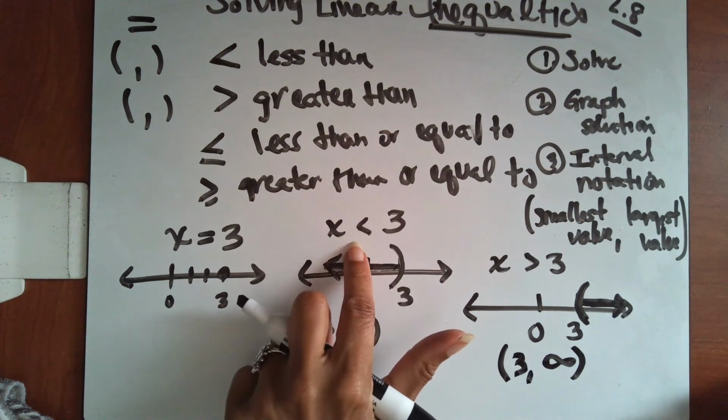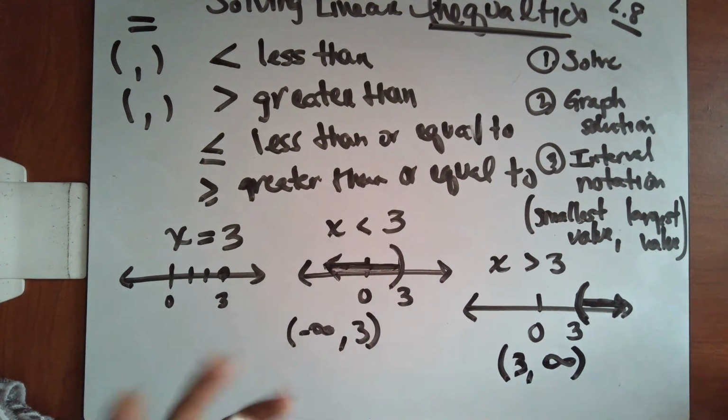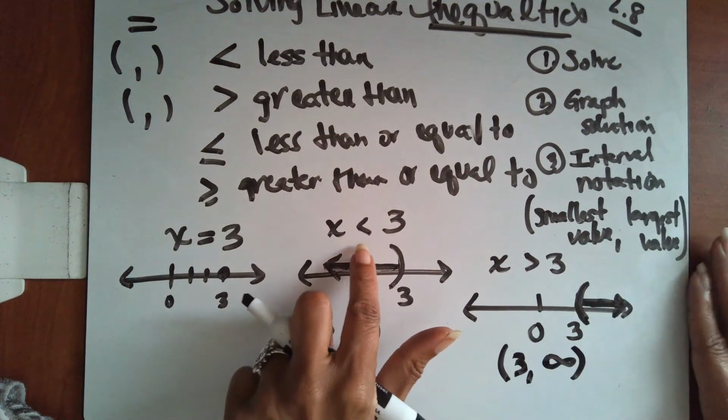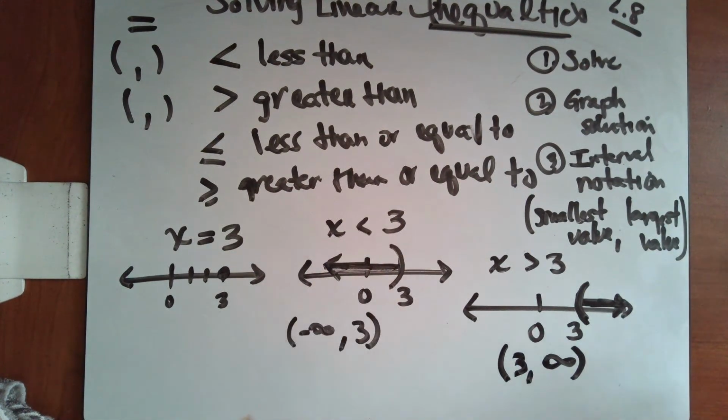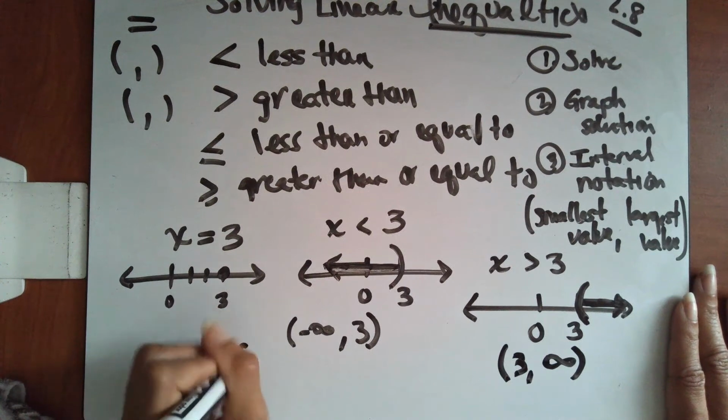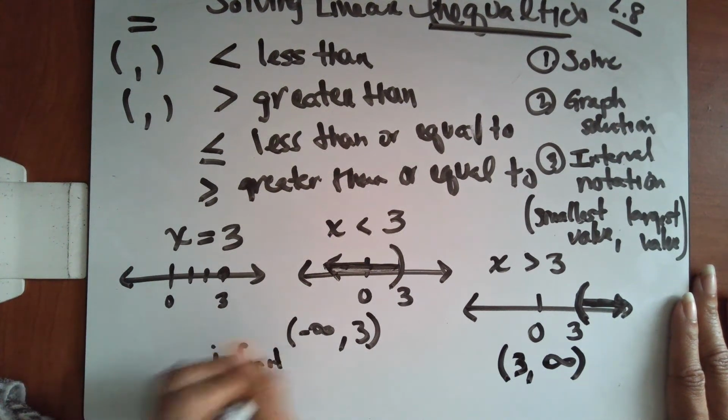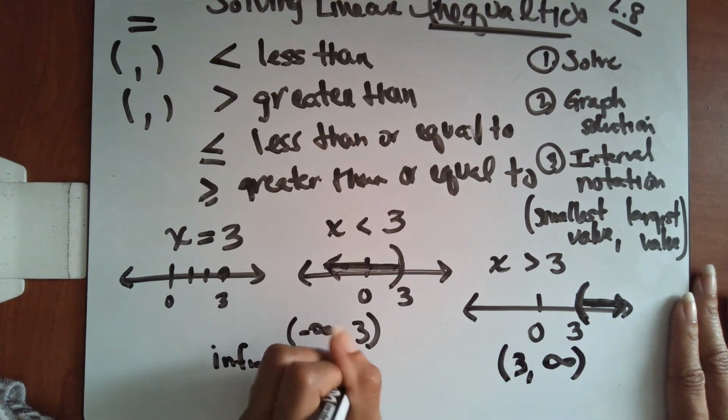On this one, x is less than 3: negative 50, negative 1,000, negative 1,000,000, negative 20 million. All of those are solutions because they are less than 3. Now, on your infinities, you should always use parentheses. When you're writing interval notation, the infinity symbol is always a parenthesis.